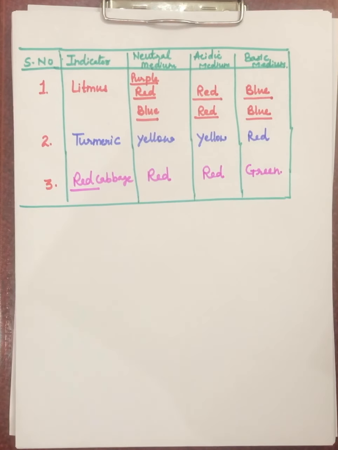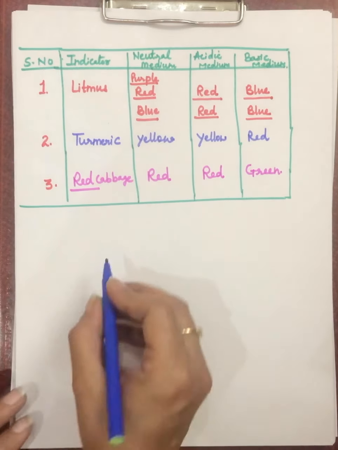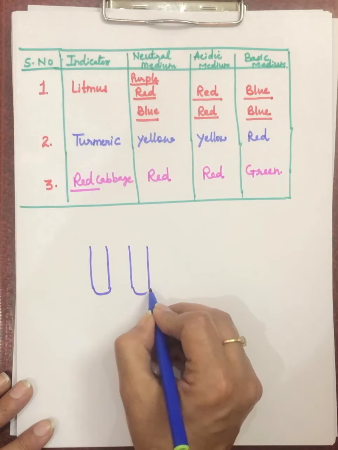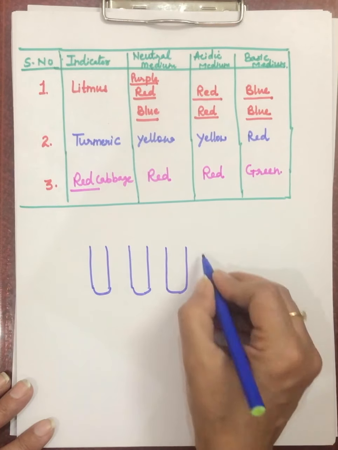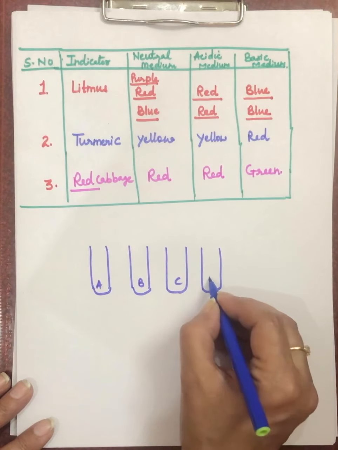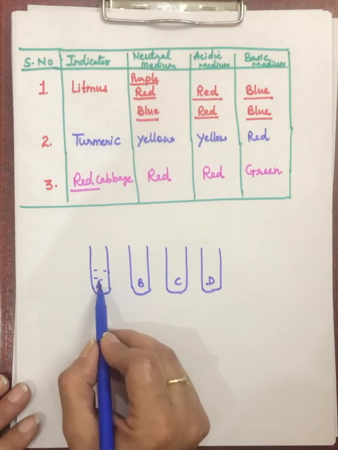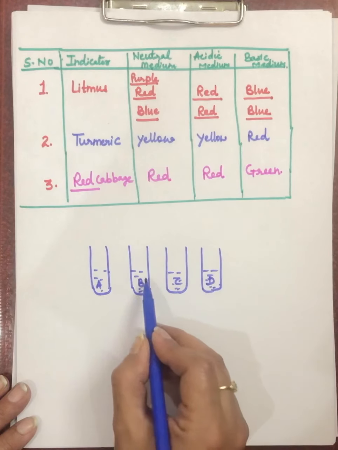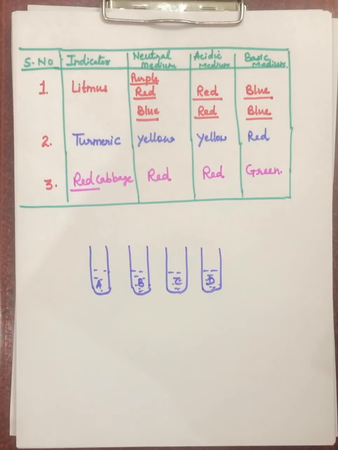Now to understand these, I am first of all taking 4 test tubes. Label these as A, B, C and D. And some solutions we have taken in these test tubes. We don't know which test tube has acid and which has base. We can use a litmus solution to check which of these test tubes have acid and which have a base.